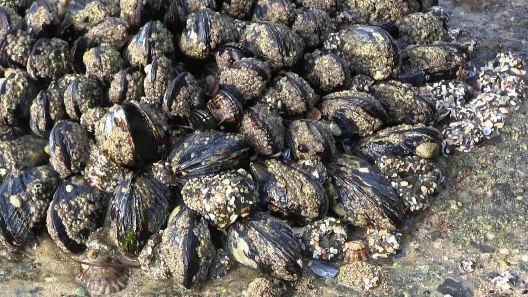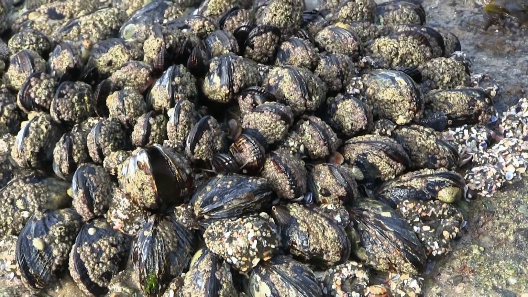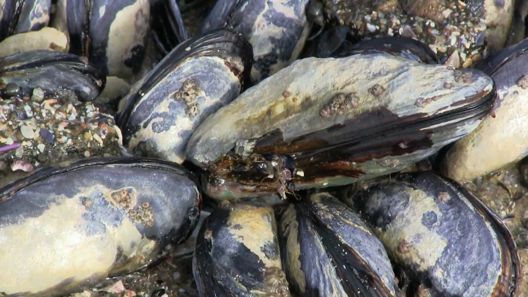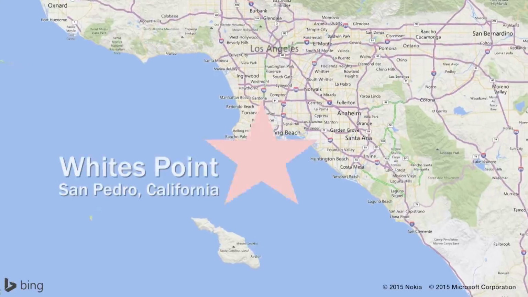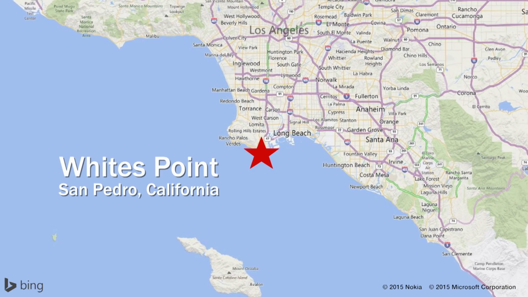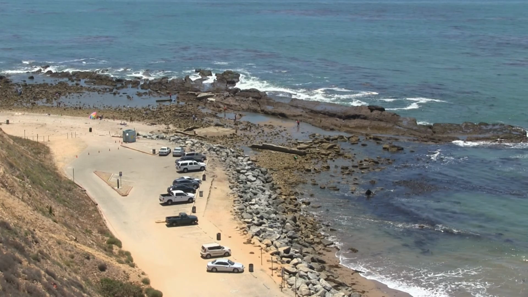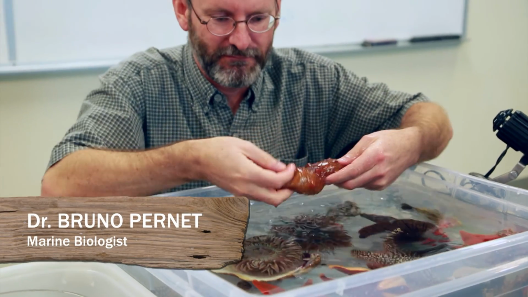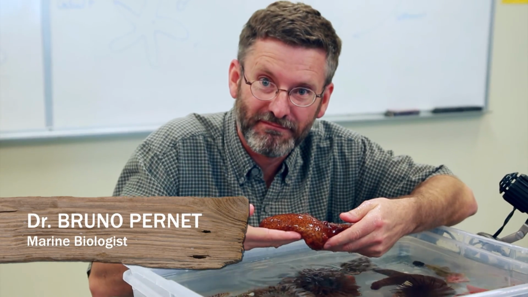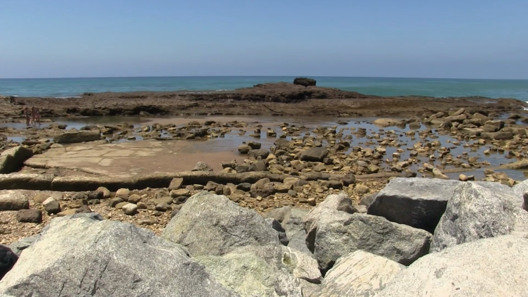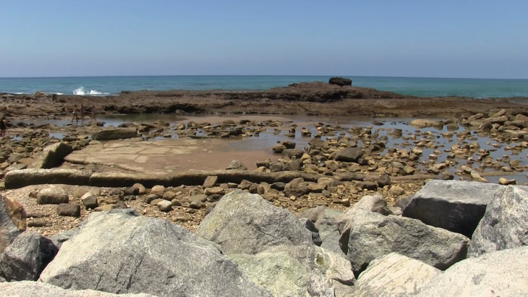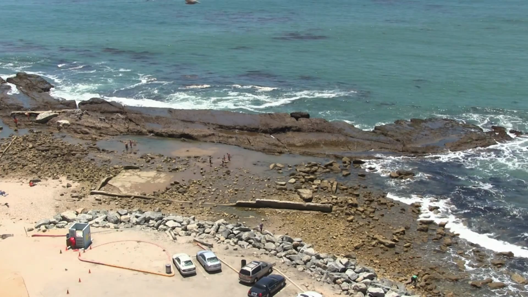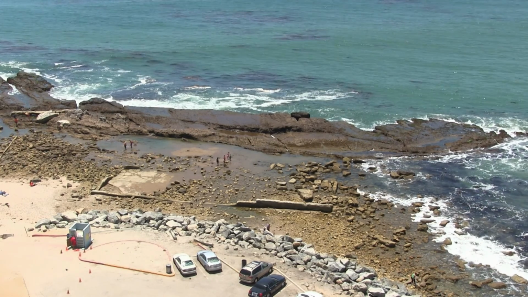Thank you. When learning about any new plant or animal, I always like to see these animals in the wild. One of my favorite places to see mussels in the wild is White's Point, located in San Pedro, California. I'm going to meet a colleague of mine, Bruno Pernay, who is an expert in this field and will help us learn more about the life history of mussels. Before we meet Bruno, however, White's Point has some fascinating history that is worth exploring.